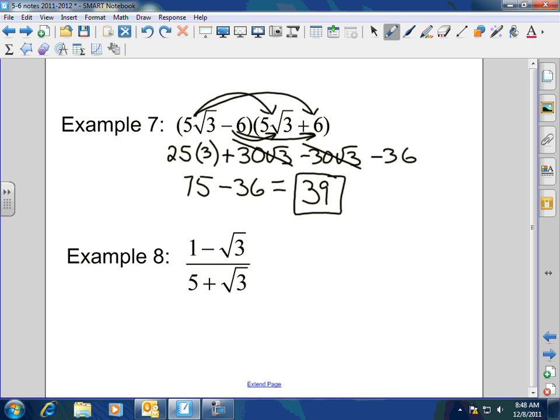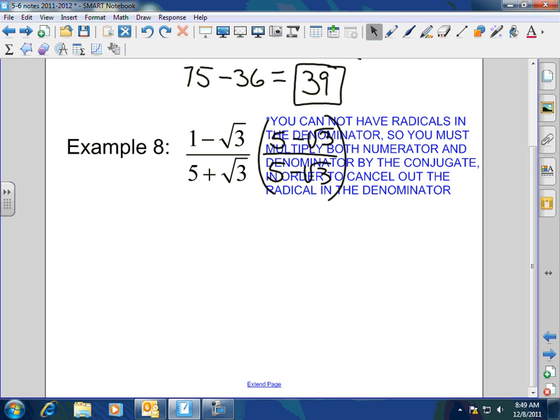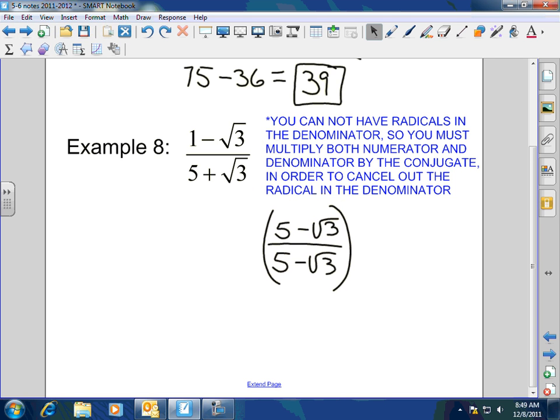Now, let's conjugate again. We cannot have a radical in the denominator. So I'm going to multiply both the numerator and denominator by 5 minus radical 3. Okay, does that make sense? You cannot have radicals in the denominator, so you must multiply both the numerator and denominator by the conjugate. Remember that.